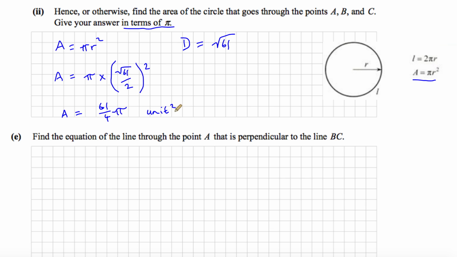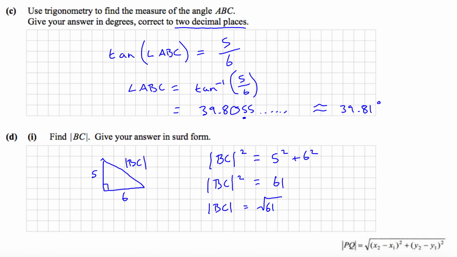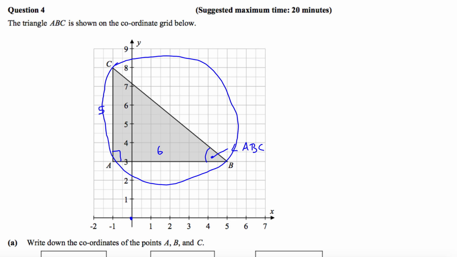You don't know if it's centimeters or meters or whatever, because it's on the coordinate axis. So we just say unit squared. Okay, and finally, part D, find the equation of the line through the point A that is perpendicular to the line BC. Okay, so through A, perpendicular to BC.